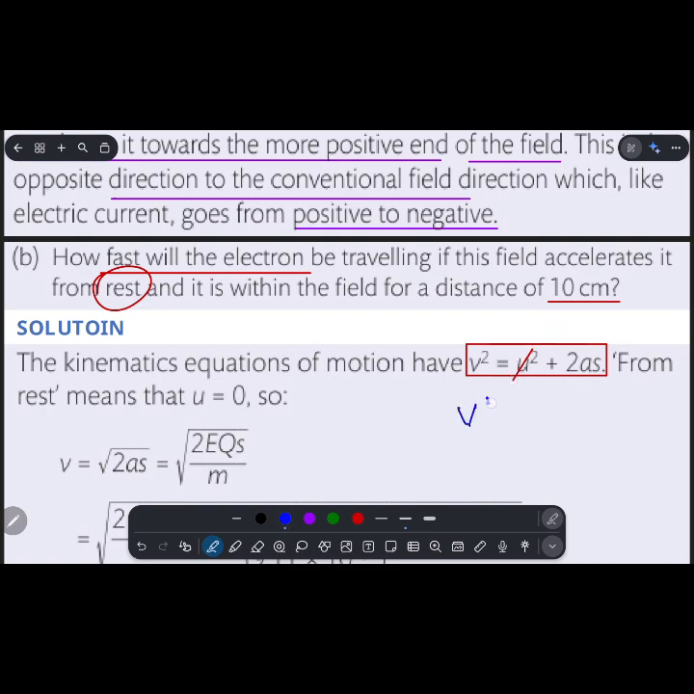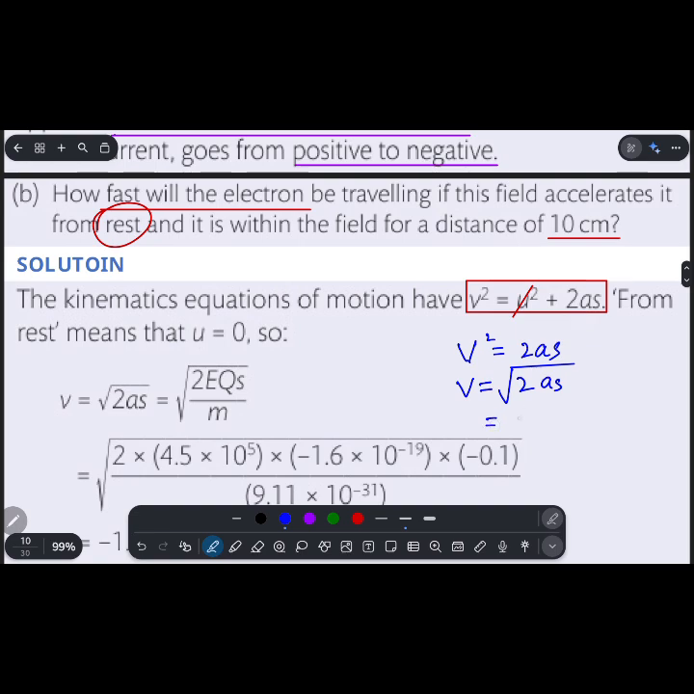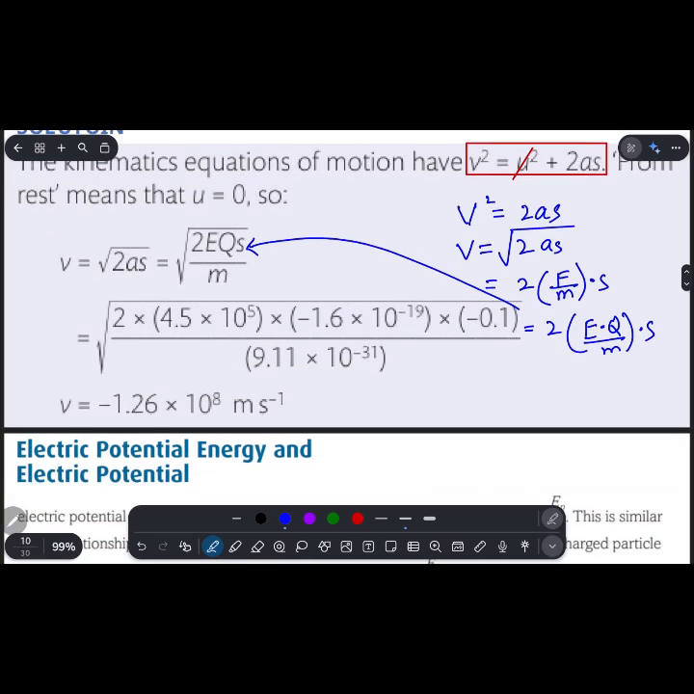and now you will be left with the equation v square is equal to 2as, where v is equal to the square root of 2as, and what was the acceleration? That was force per unit mass, and that means 2 into what was the force? That force was electric field strength into q divided by m into s. So this is the formula which has been derived for you, and now you can apply that formula here to figure out the speed of the charged particle, and that is 1.26 exponent 8 meters per second.